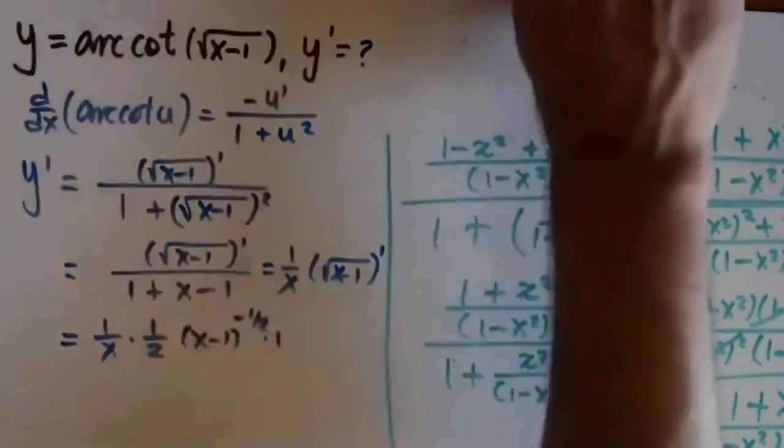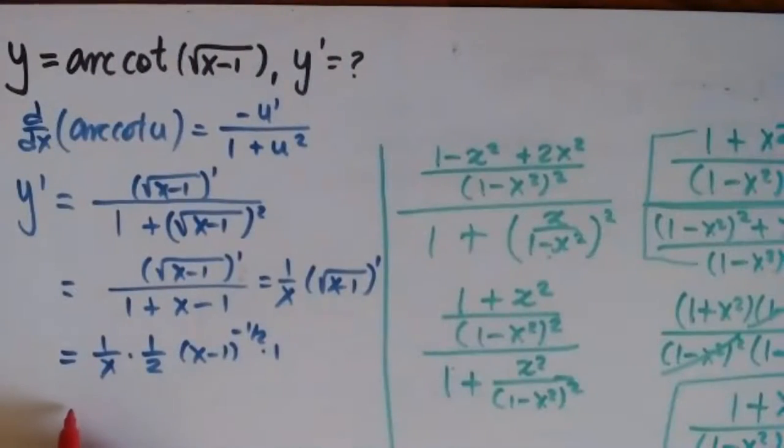So using some algebra, right? This is going to be 1 over 2x times 1 over the square root of x minus 1.